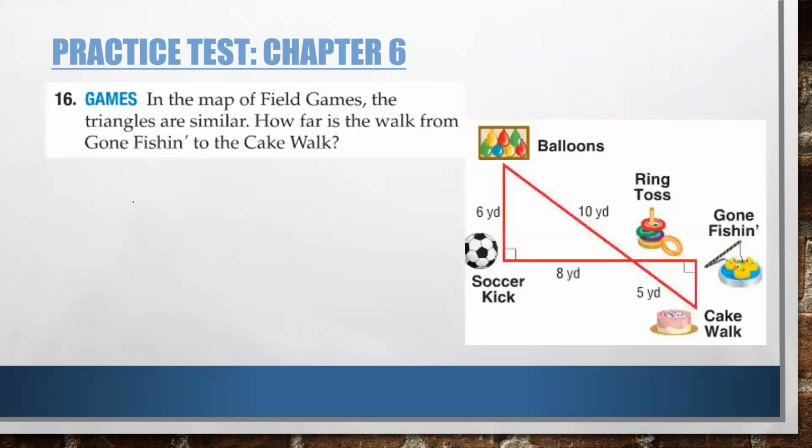And then last problem, it says in the map of field games, the triangles are similar. How far is the walk from Gone Fishing over here to Cakewalk right here? So we want to know this distance here. We'll call it X. And it tells us these are similar triangles, right? So we want to know this side, and we know this side here of the triangle. So this is the hypotenuse and the shortest leg. Those are the two I'm comparing.